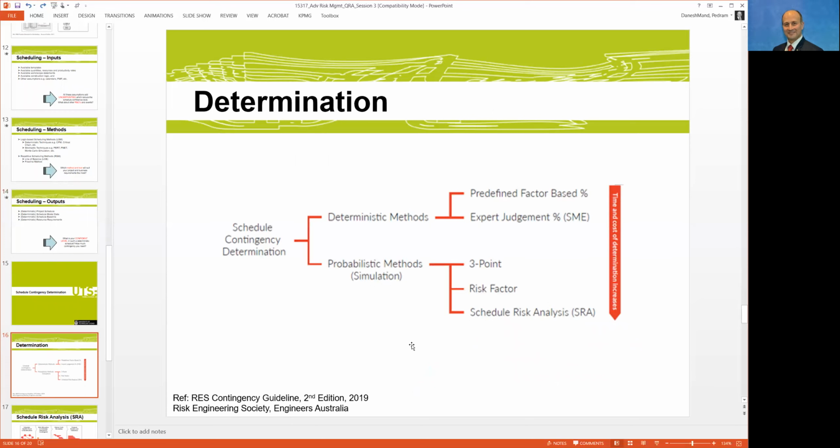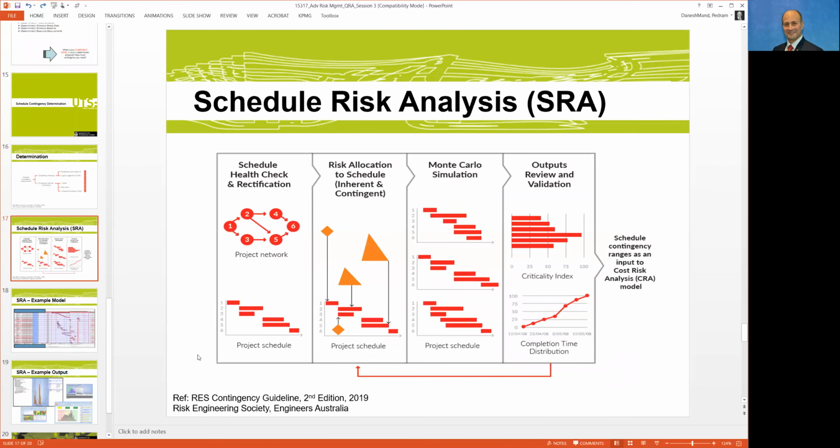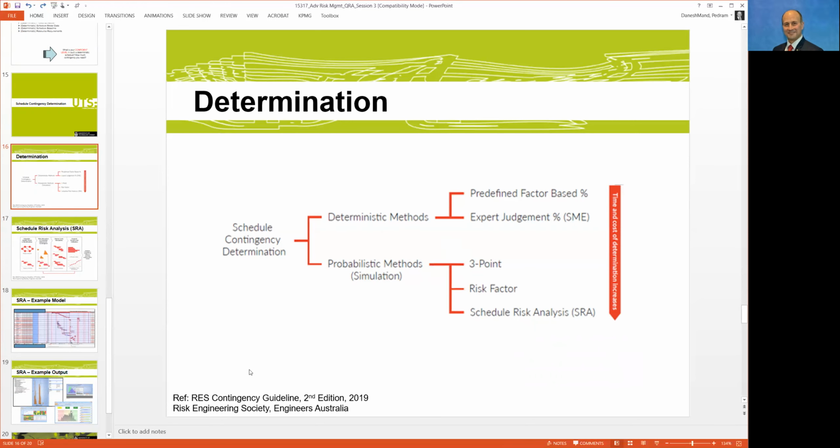So when you look at the determination or calculation by referring to the RES guideline, there are a number of methods, sitting on the deterministic and probabilistic. And it can be as easy as predefined factor based, which is based on the percentage on the base schedule, up to the schedule risk analysis, which is the simulation for SRA. I'm not going through the details for those methodologies, but please refer to the full document or the RES guidelines for the detail and some of the examples that you can refer for them.